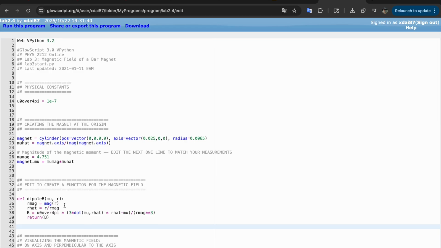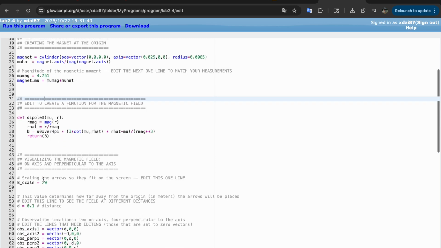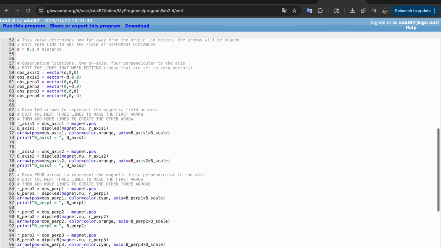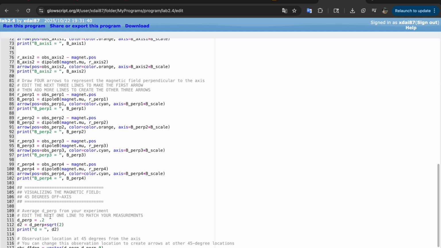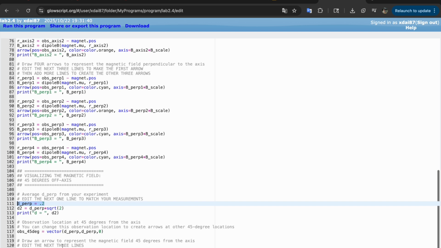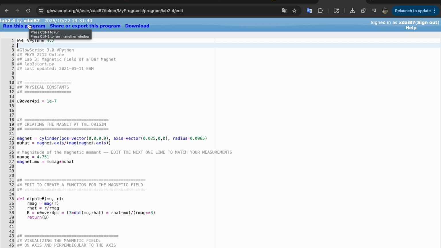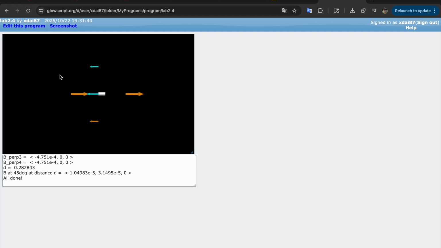And then we plugged into this equation, simplified with algebra to find that mu equals 4.751. So right here, we just put the value that we just calculated and also drew the arrows and also coded the equations that we stated earlier in the presentation. And as you scroll down here, you can see that I declared dperp as 0.2, which makes sense because it is what we set as our dperp value on the off-axis field.